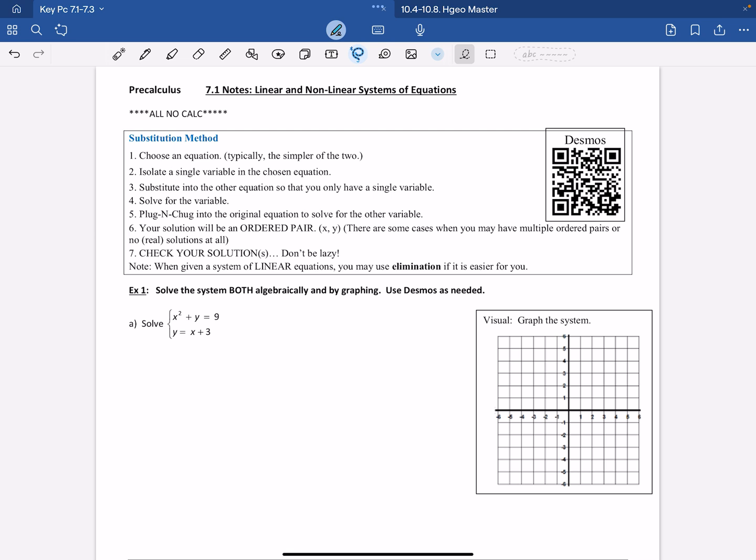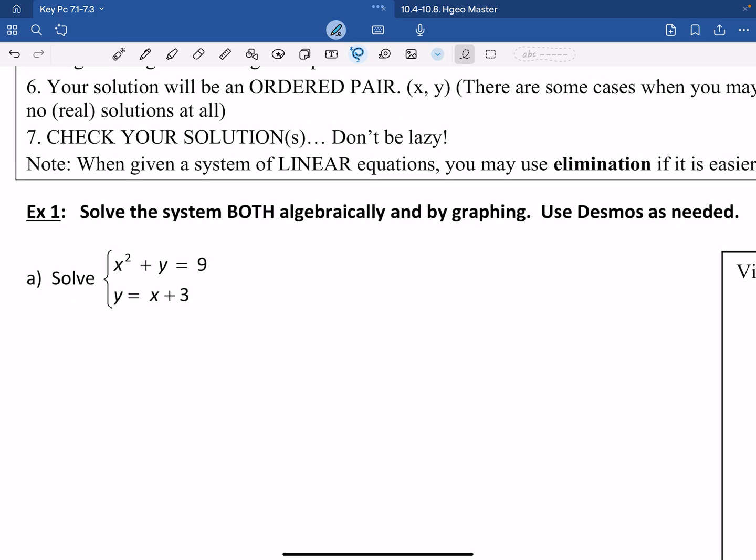Over here, what you see is x squared plus y equals 9 and y equals x plus 3. So the first one is a parabola and the second one is a line. So let's solve this system first algebraically, and then we're going to proceed to graph and check our work to see if it makes sense.